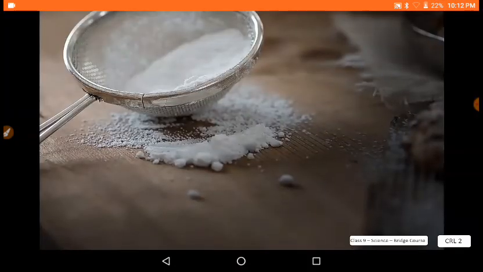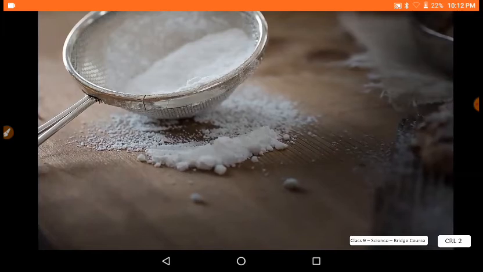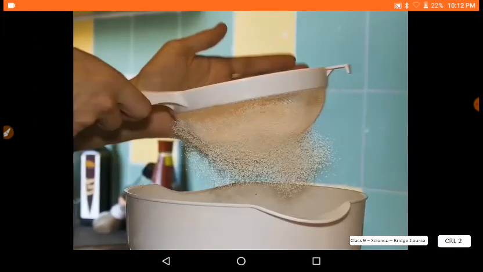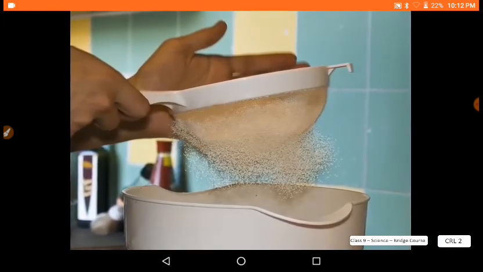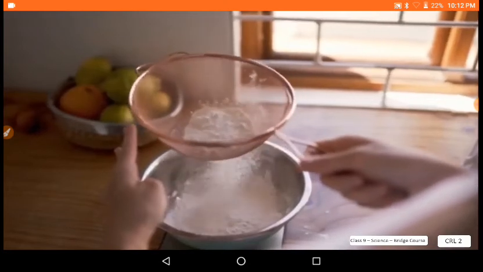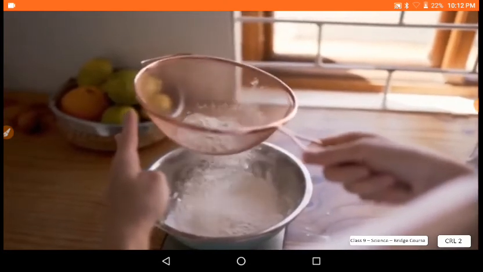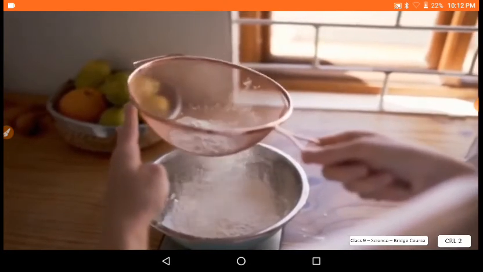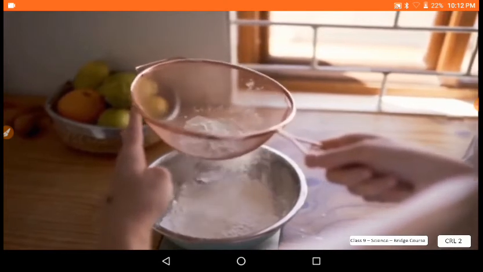Sieving is used to separate mixtures that have components of different sizes. It is done by passing the mixture through a sieve. Hand-picking is not an option for these mixtures as the size of the components are too small or the components are found in much larger quantities.